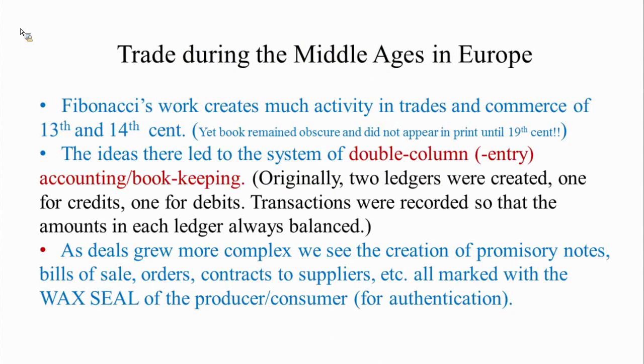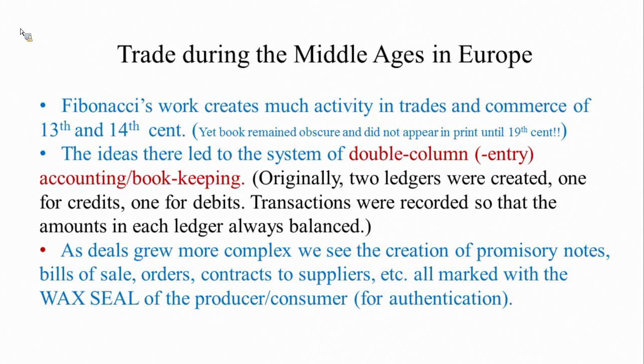Now, trade. Okay, I don't want to spend too much time on this, but it's an interesting part of what goes on. Like I said, his work creates a lot of activity in trades and commerce in the 13th to 14th century. The book definitely remains obscure. Didn't appear in print until the 19th century. It's amazing to think that even after the printing press, people didn't think about printing his book because there were these other books that were far better and understandable, right? The book by Villedieu and Sacrobosco, they were printed. But his book, well, it was too advanced. It really was too advanced for its time. It was only printed much later.